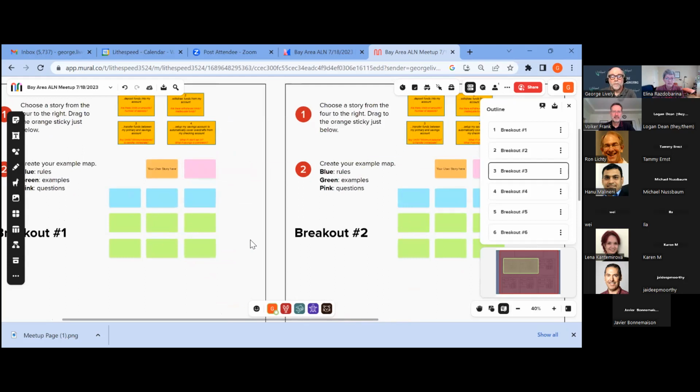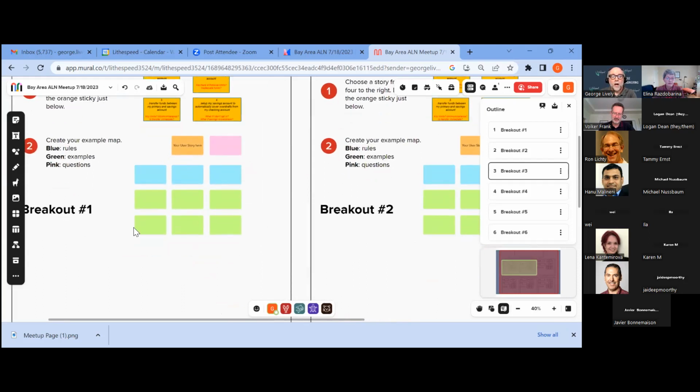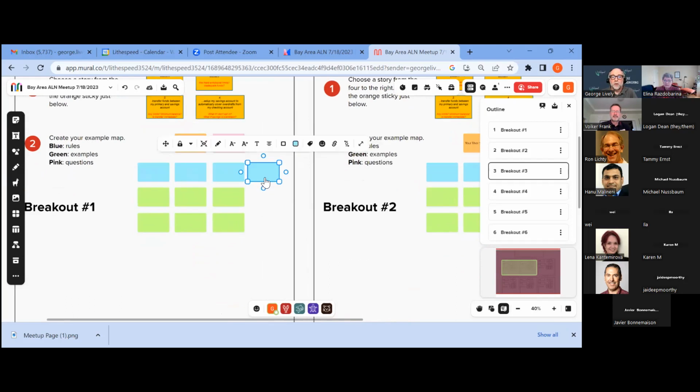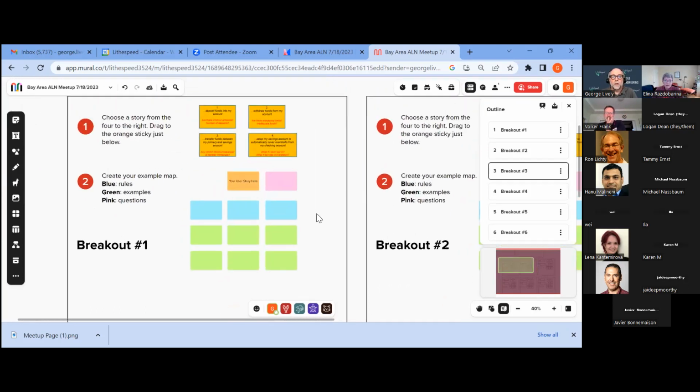It's up to you as a team to figure out how many rules you need and how many examples you need to illustrate them. If you need to create more, you can copy and paste them using whatever copy and paste mechanism you want, or you can double click to create another one. Whichever one works for you, it's up to you. Okay. Any questions before we go to the breakout?